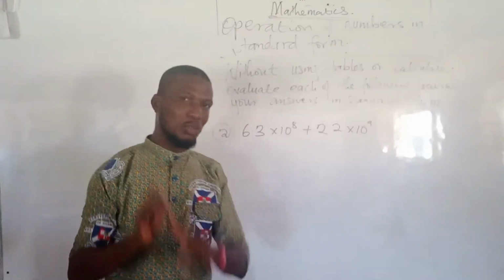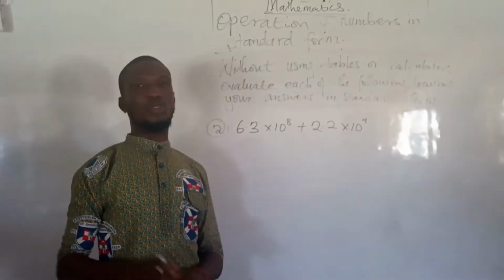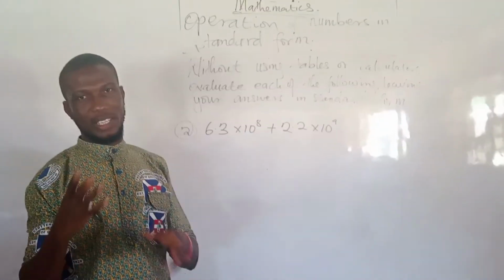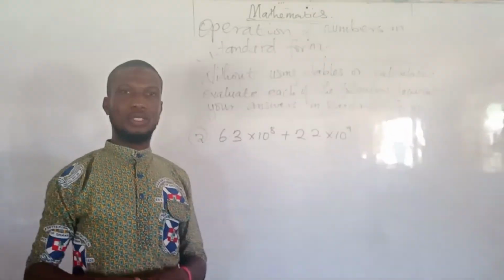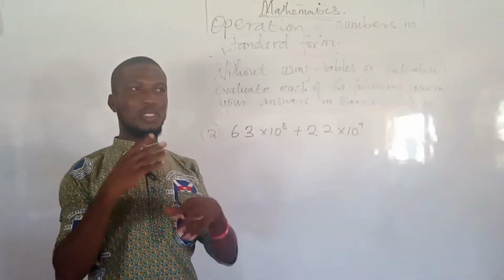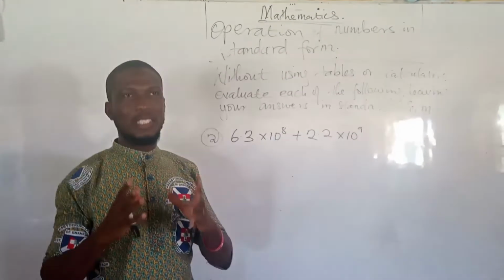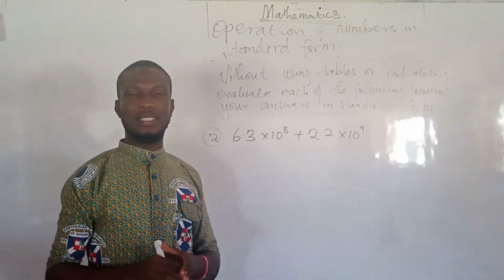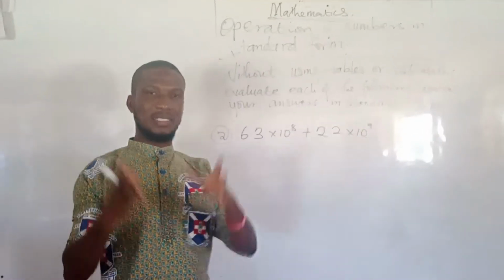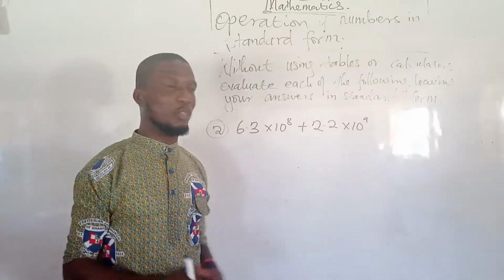So we cannot repeat one of them, because we will not know whether we should repeat the 8 or the 9. As a result, we will need to change each of them from standard form to the ordinary form, and add them. After adding them, we convert our final answer to standard form. So that is what we are going to do.